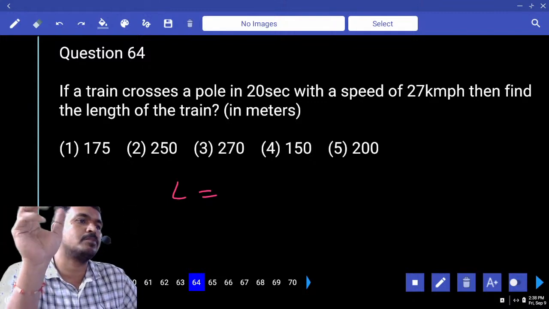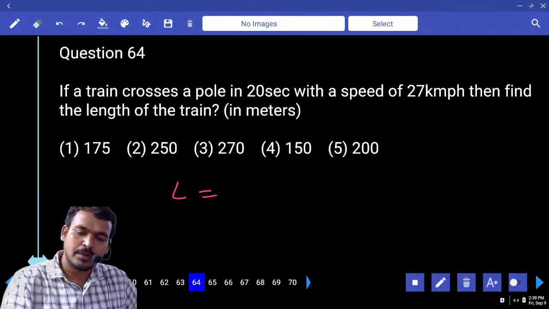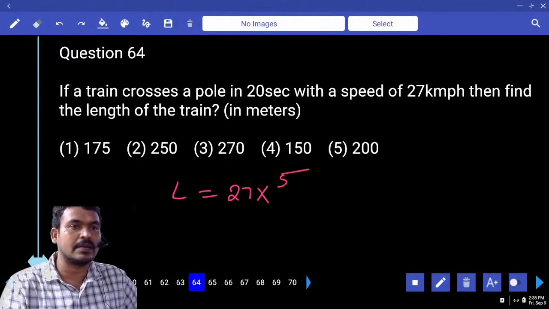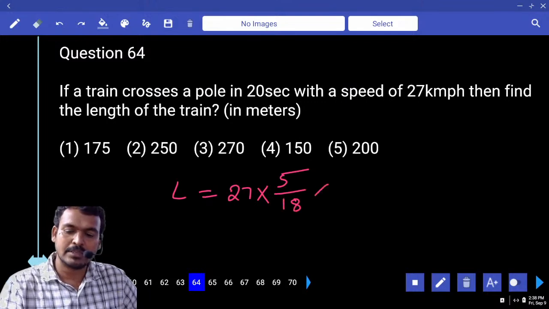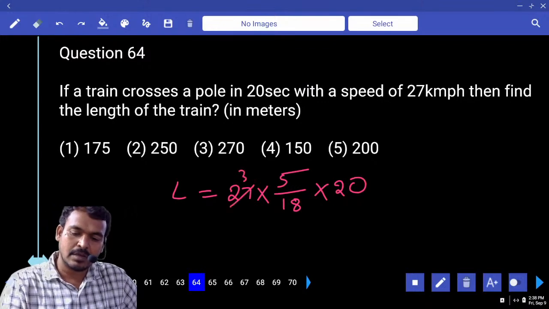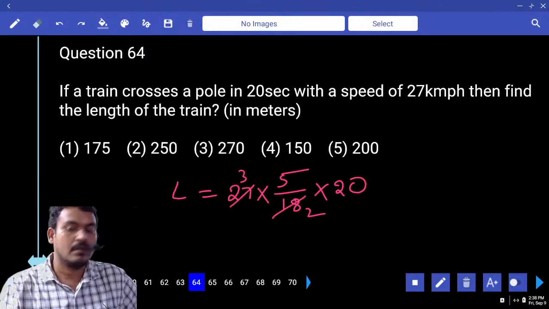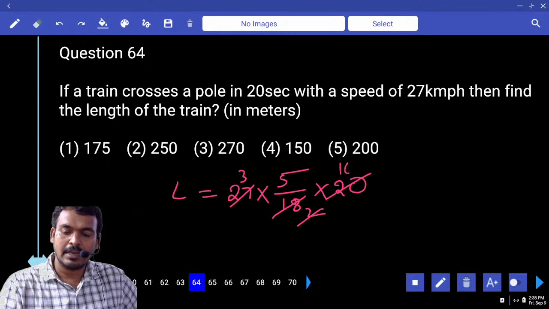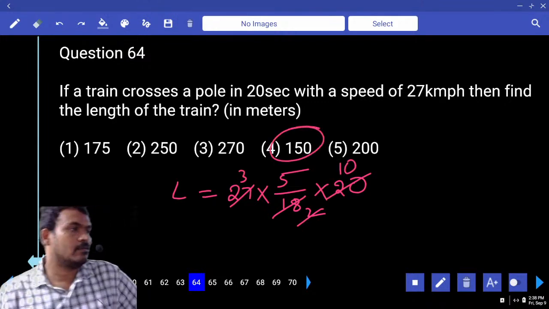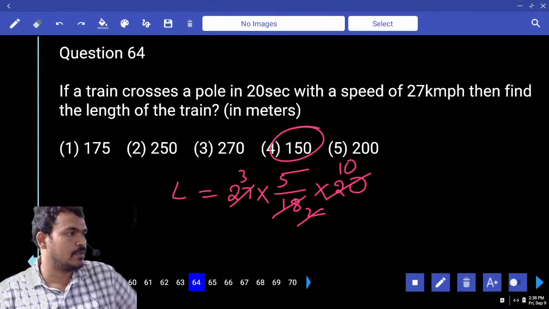Distance is nothing but speed into time. What is the speed of the train? 27. It is converted to meter per second, multiplied by 5 by 18. So how many seconds? 20 seconds. 9 3 times, 9 2 times. 2 again how many times? 10 times. The answer is 150. 3 5s are 15 into 10 means 150.